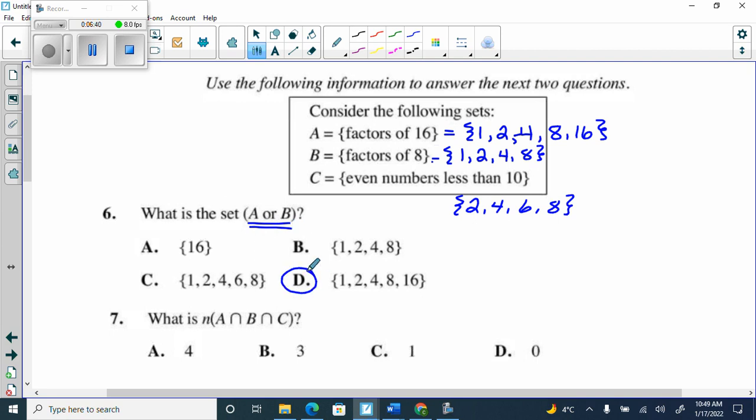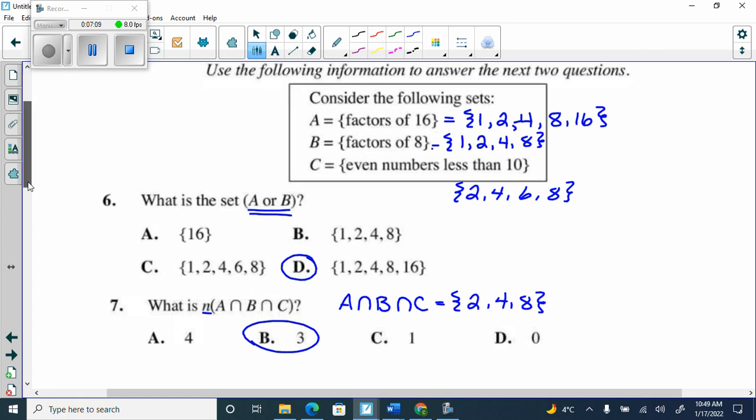So it's D. This one wants the number of elements in A and B and C. So what numbers are in A and B and C? 2, 4, and 8. So it's 3. Because in A and B and C without the N, it would be 2, 4, and 8. With the N, it means there's 3. Okay, you guys keep working on more.